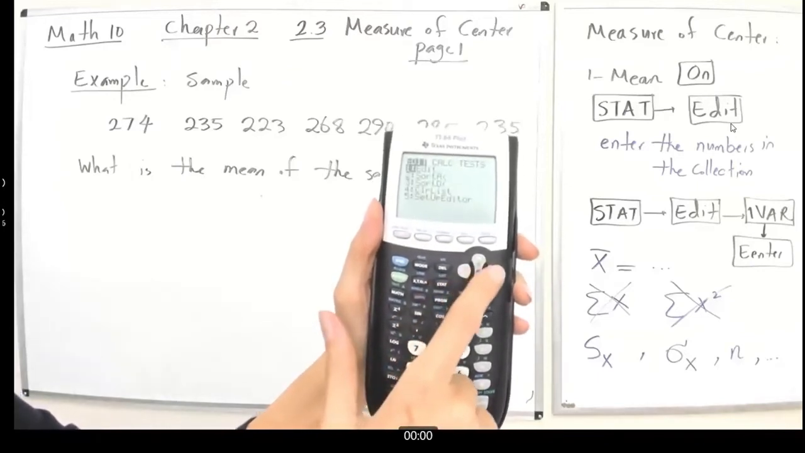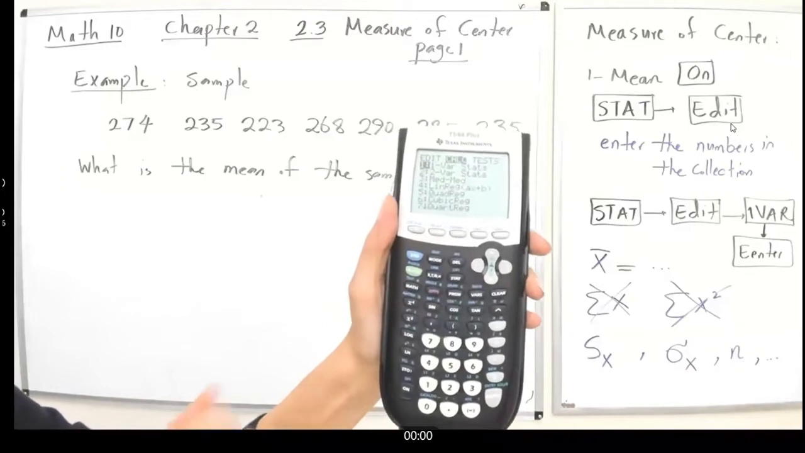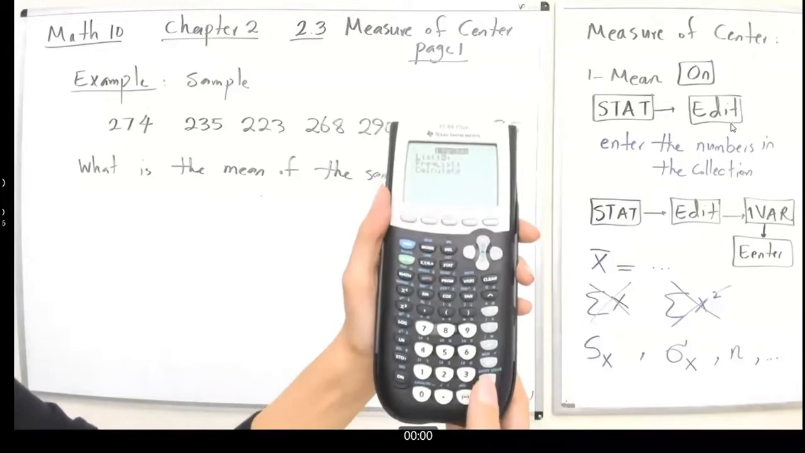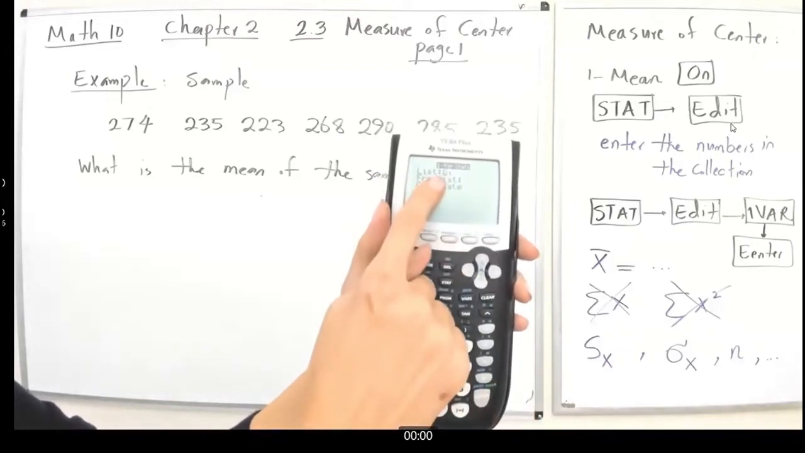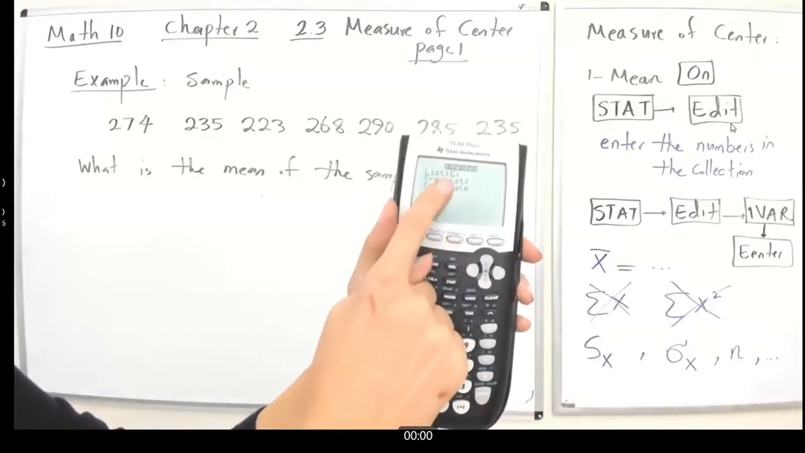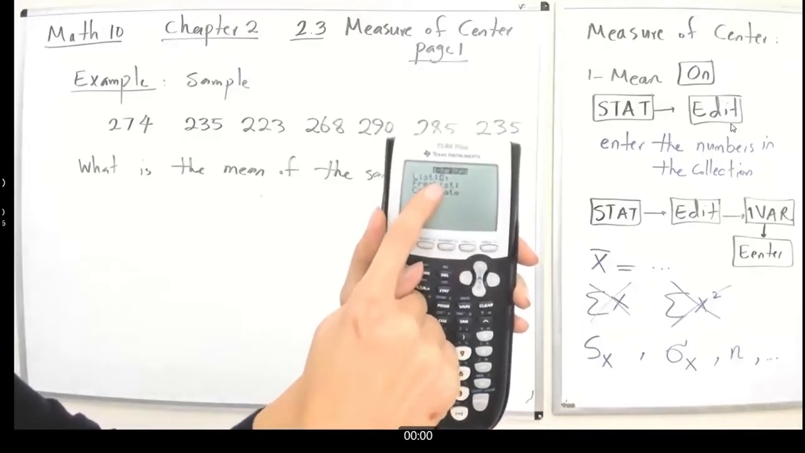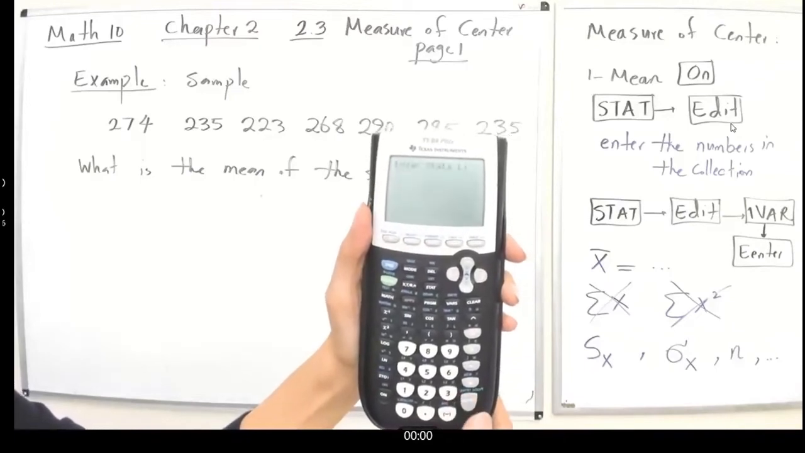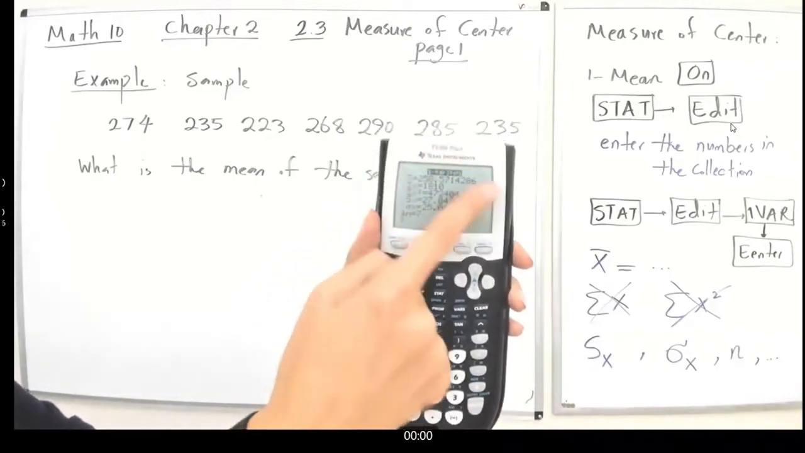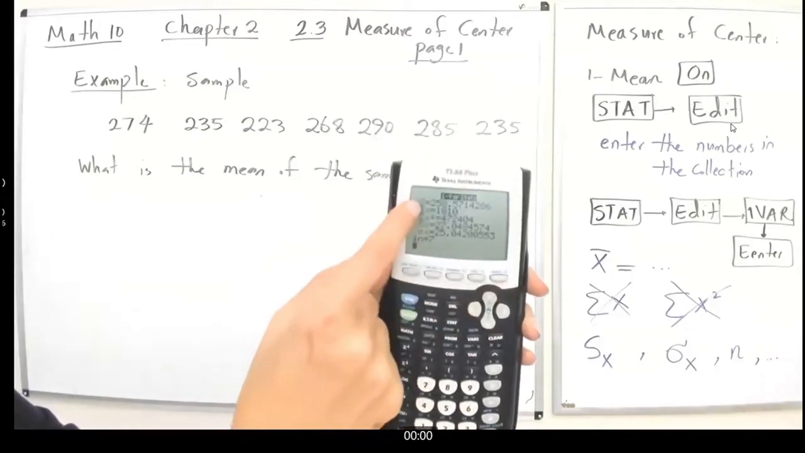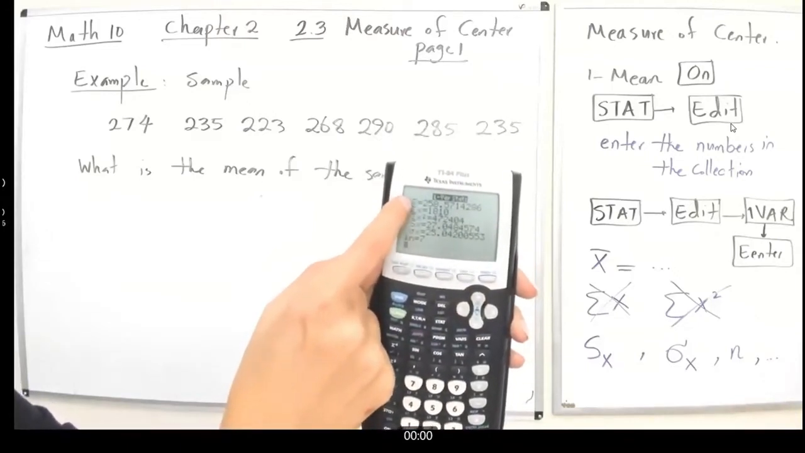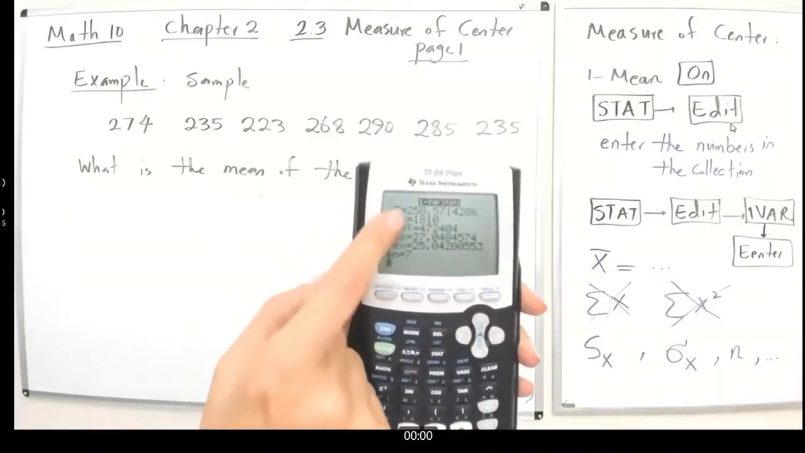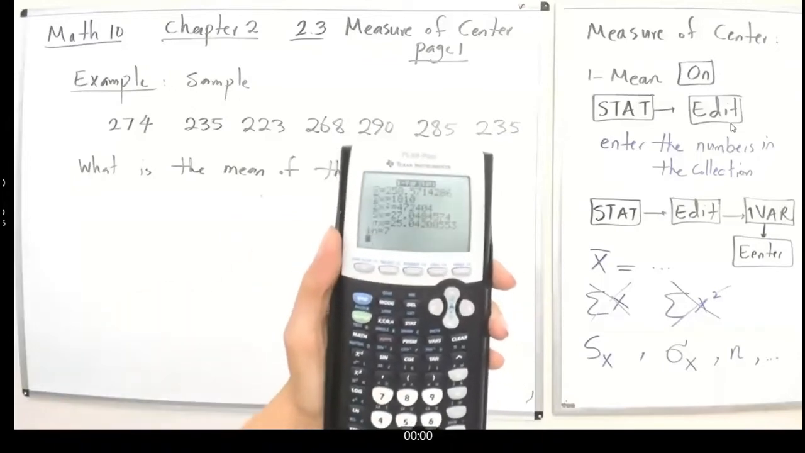I go to Calc. It's already on one variable. Enter. I make sure it's on L1 because I entered all values in the column L1. So enter, enter, and enter. This is the information that I have. What is important for me is the X bar, the mean. So the mean is 258.57.